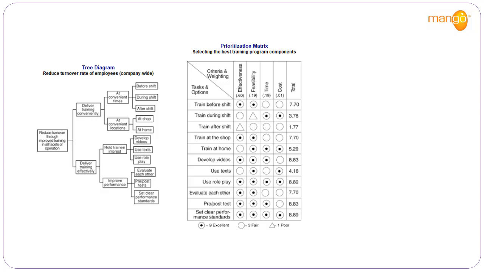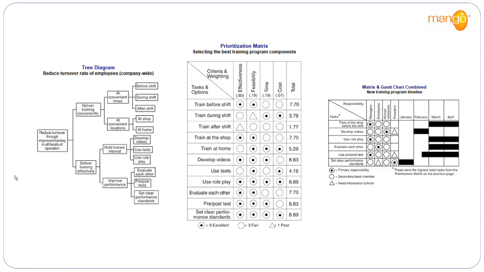Setting clear performance objectives is probably the first thing you want. They're going to develop some videos, training at the shop, train before shifts. So that's how they're going to do the training. A prioritization matrix just helps you prioritize the activities that you're going to do to be able to implement the solution. And then you can use a Gantt chart that also gets mixed up with a sort of a responsibilities matrix. Here's the Gantt chart of when they're going to train the staff.